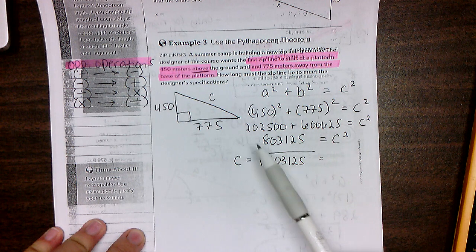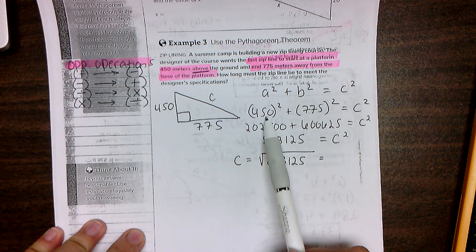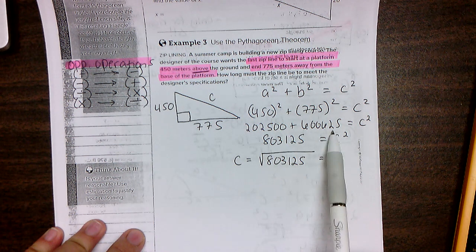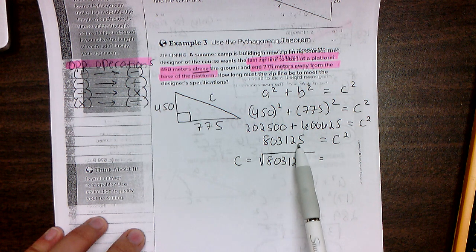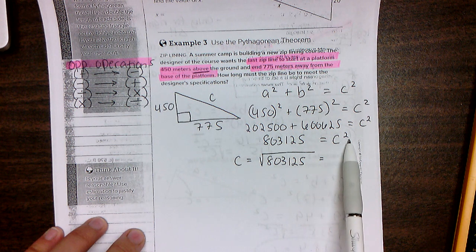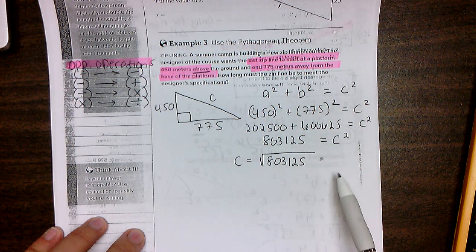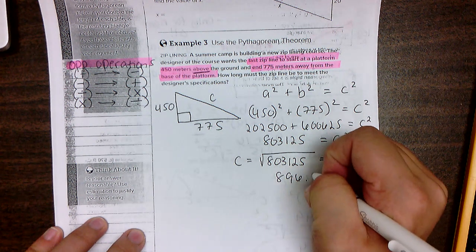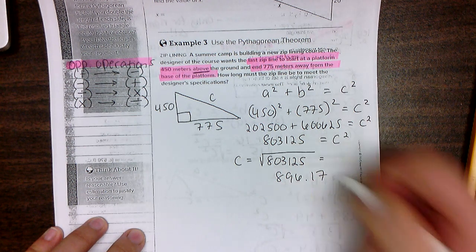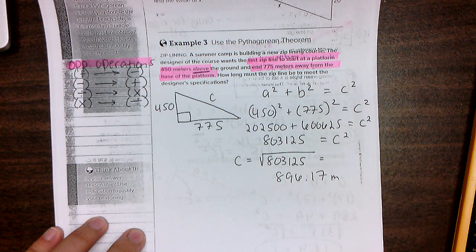Okay, so this one was a pretty simple one. You just plugged in your numbers, and I went ahead and did the math for you guys. When you square 450, you get this big number. Same thing here. When you combine those numbers, you get 803,125. Now that's equal to the hypotenuse squared. So if I just want the hypotenuse, you have to make sure to square root that to get your final answer. When you take the square root of that number, you get 896 point, we'll round to the nearest hundredth, so I'll say 0.17. And in this context, it's talking about meters, and I'll also include that unit.